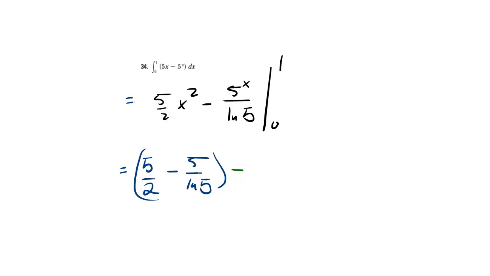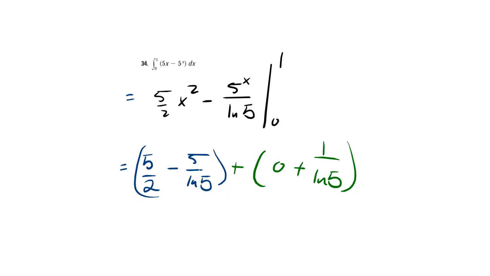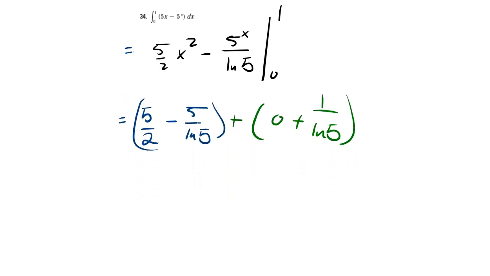The zeros, which would be 0 minus 1 over natural log of 5. So that'd be minus is plus. So it depends how far you want to go with this one. This would be 5 halves minus 4 over natural log of 5. Call that a day.